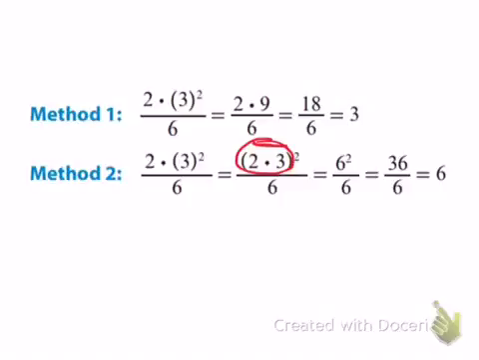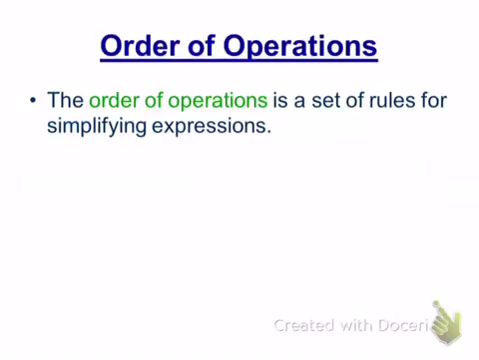Now, are there any arithmetic mistakes in either of these problems? No, they did all the arithmetic correct, right? 2 times 3 is indeed 6, and 6 squared is indeed 36. So this is just one example where you can see if you do the order of operations differently, you get a drastically different answer. I mean, 6 and 3 are not the same. Okay, so that's just an illustration of why the order of operations is important.